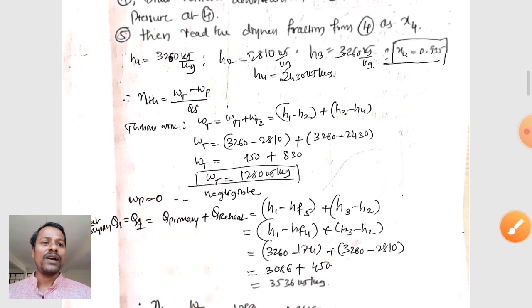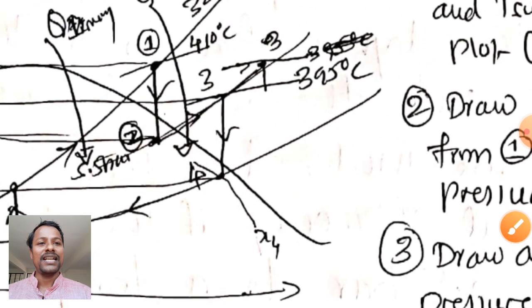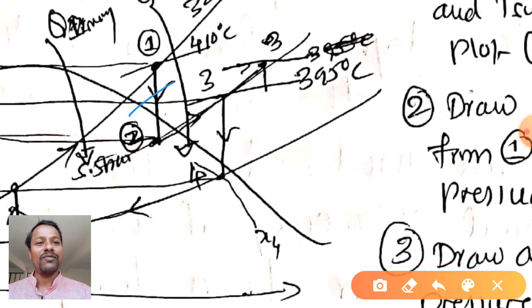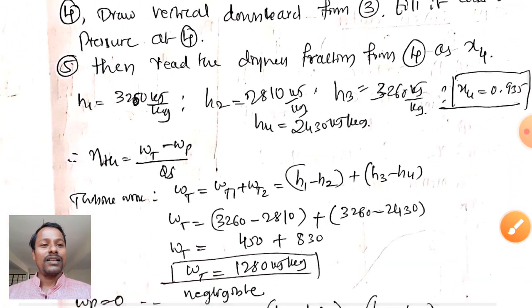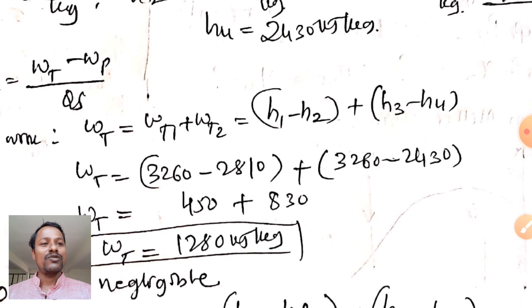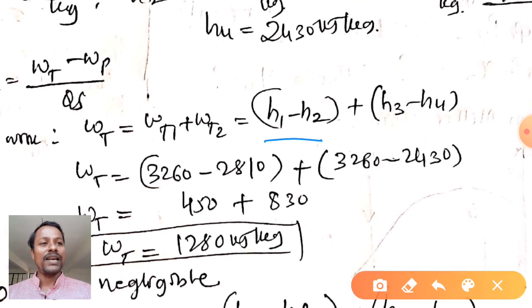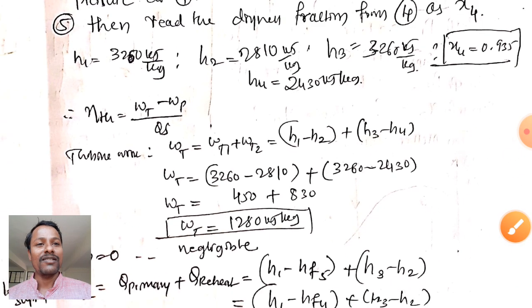The first turbine expands between 1 to 2. So 1 to 2 is the turbine expansion for the first turbine, and 3 to 4 is the turbine expansion for the second turbine. Therefore, H1 minus H2 is the WT1, H3 minus H4 is the WT2. So the turbine work is H1 minus H2 plus H3 minus H4, and we have all the enthalpy values. Let us substitute them so that I am able to calculate the turbine work.